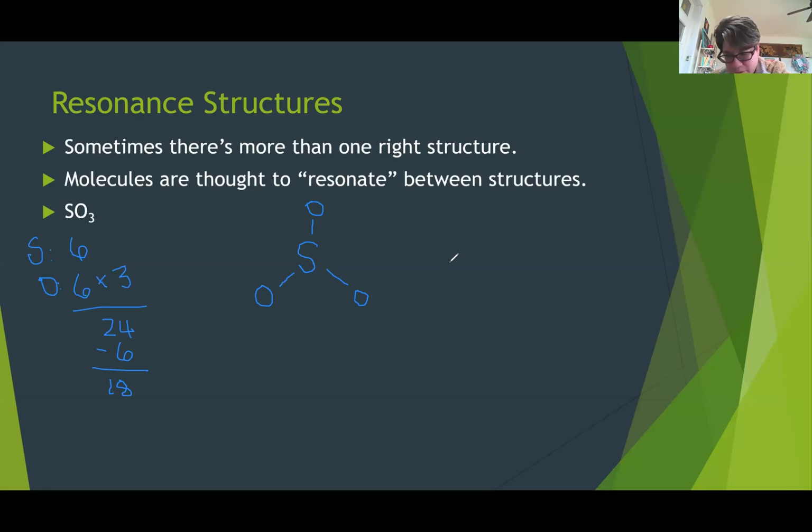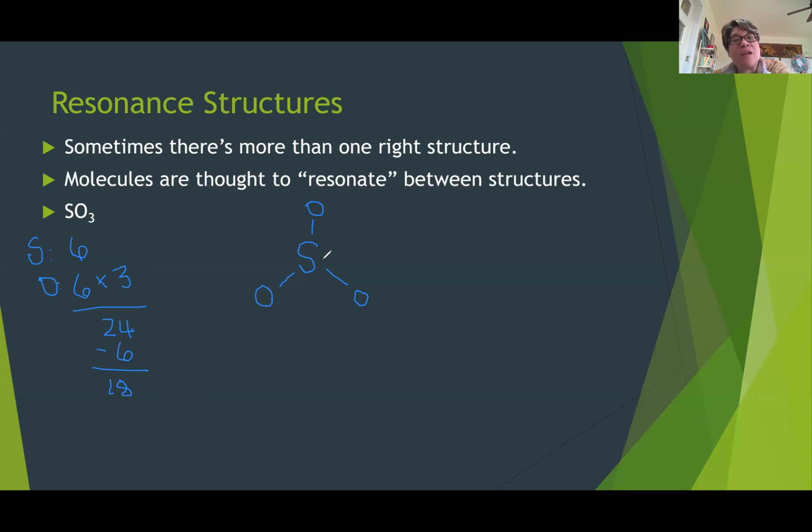No, I don't think it is. Okay, so this is the right formula. So we have 18 left, and if we were to distribute those evenly between the 3 oxygens and put 6 on each, because 18 divided by 3 is 6, you would have a full octet. You'd have 8 electrons on our oxygens, but then our sulfur would only have 6.